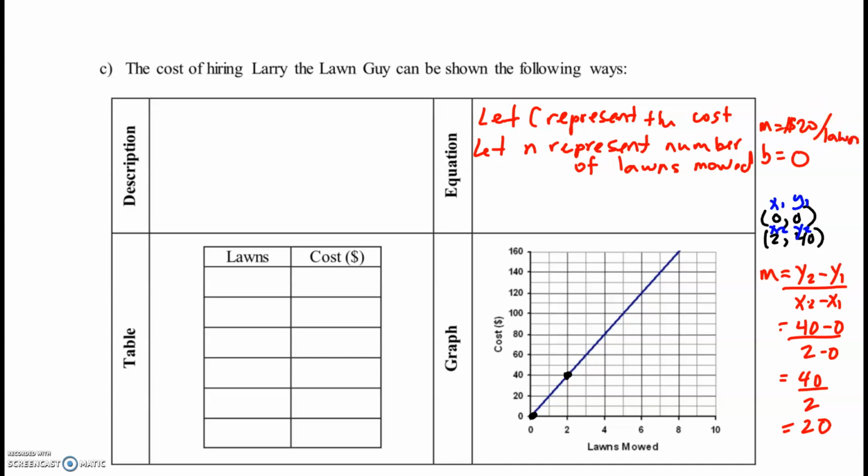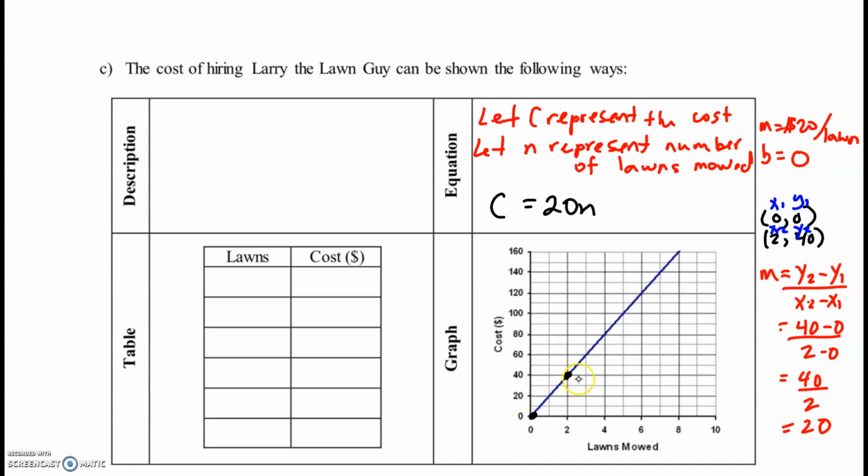Okay, now we can write our equation. So our equation will be C equals 20N, and we know that would be plus 0, but we don't have to put that. So here we have an example of direct variation. We have our equation. Let's go ahead now and fill in our table.